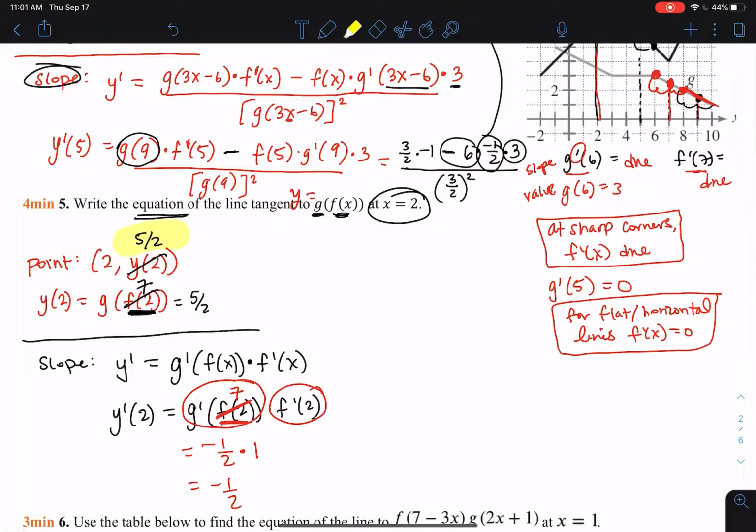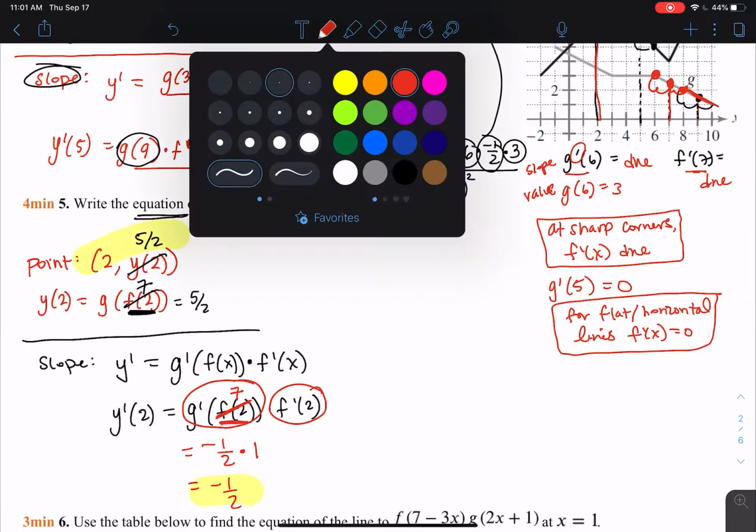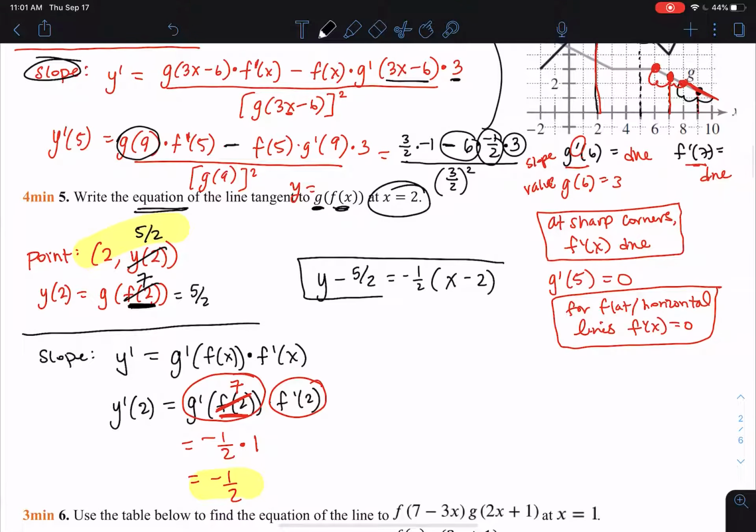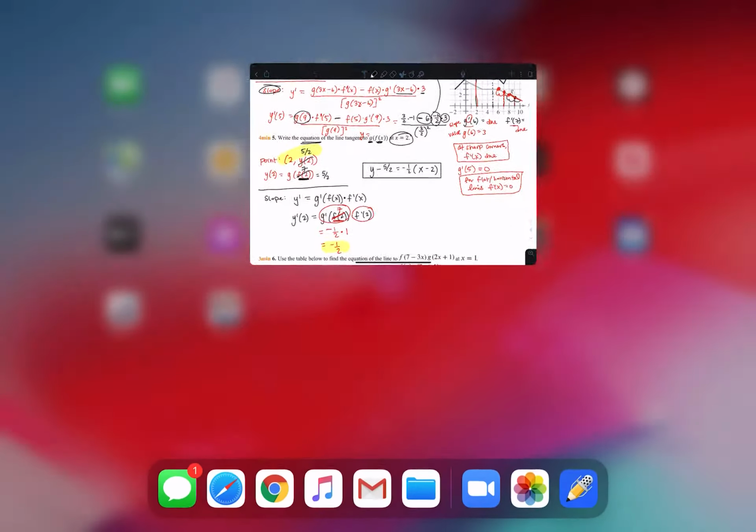We're not done. We found a point. We found a slope. Now we should use our formula. Y minus y1 equals m, which is negative 1/2, times x minus x1. Ta-da! Okay. Pause, review the work we've done so far.